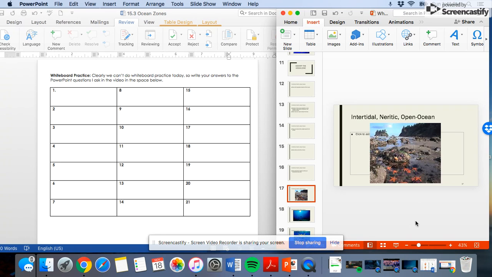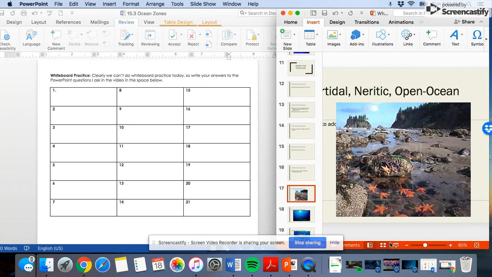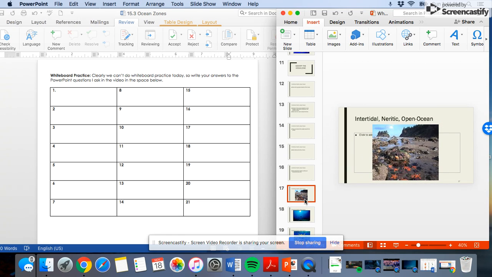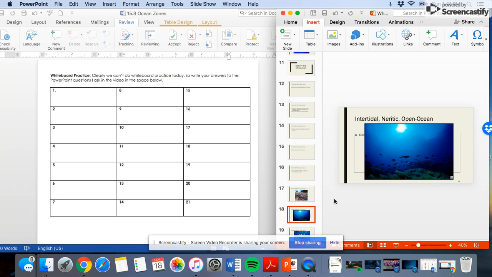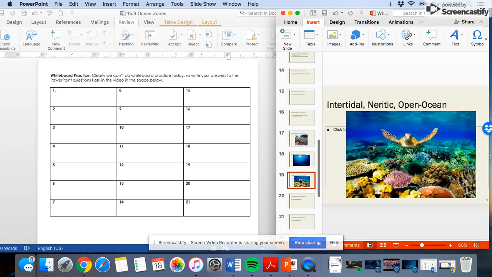And this right here, this picture, I'll make it bigger so you can see. Go ahead and push pause, write what zone this is. Great, this is going to be the intertidal zone. Oh, I guess I should keep it zoomed in. What about this one? Push pause. So if you see here, we see that there are plants on the bottom. This is actually going to be the neritic zone. The sunlight reaches, we can see the ocean floor. It's the neritic zone. Next one.